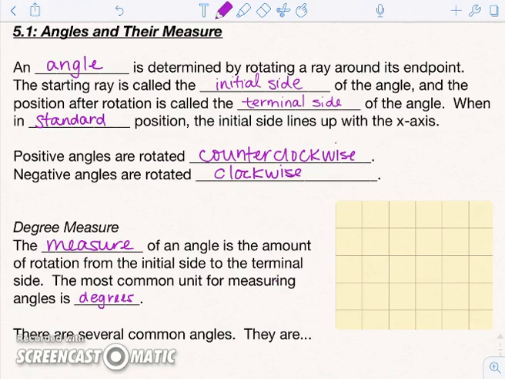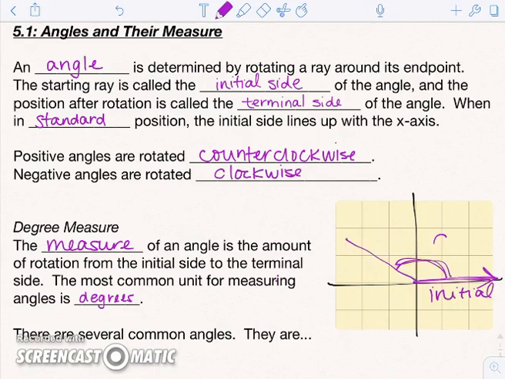When it's in standard position, the initial side lines up with the x-axis. Positive angles are always rotated counterclockwise, and negative angles are always rotated clockwise. So if we're looking on a graph here, and we had an angle in standard position, this would be our initial side. Here would be our angle, which we denote with theta. And then this part here would be our terminal side.